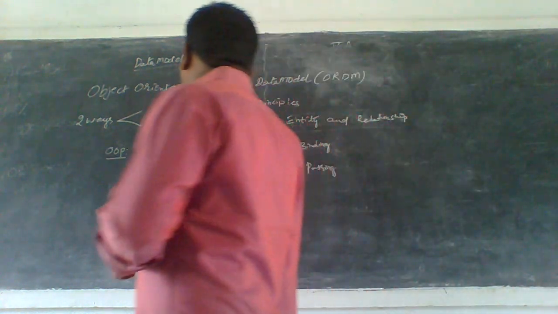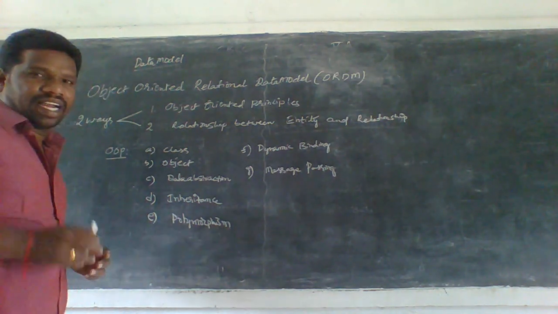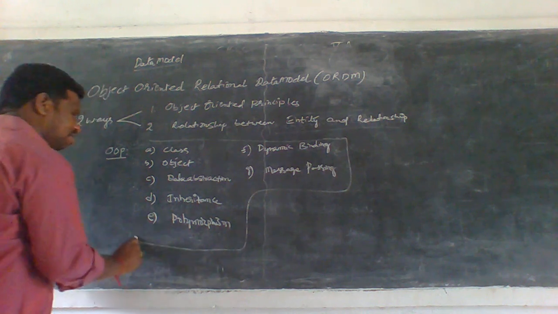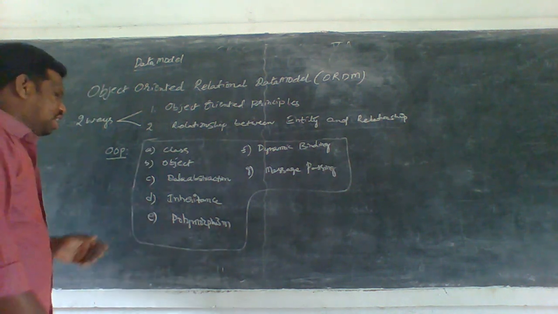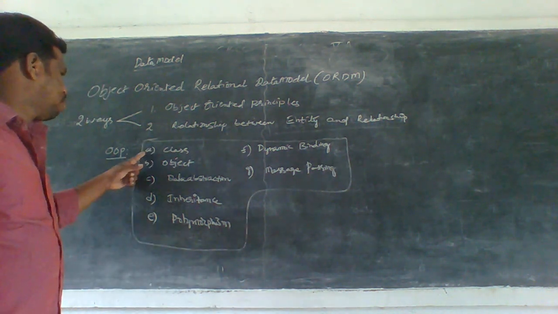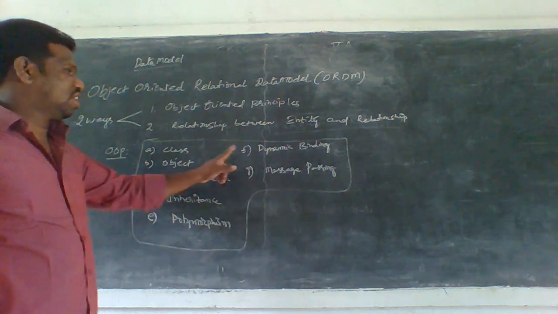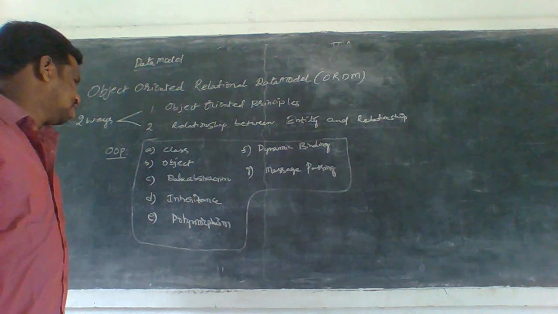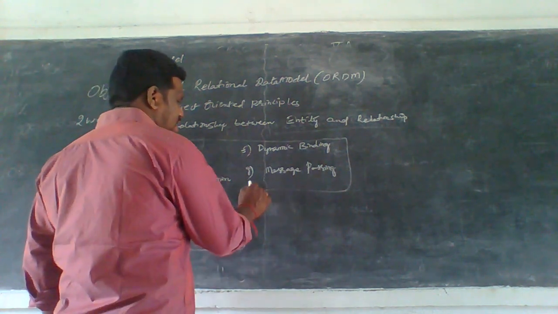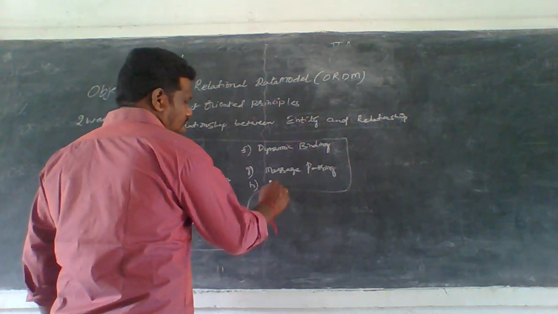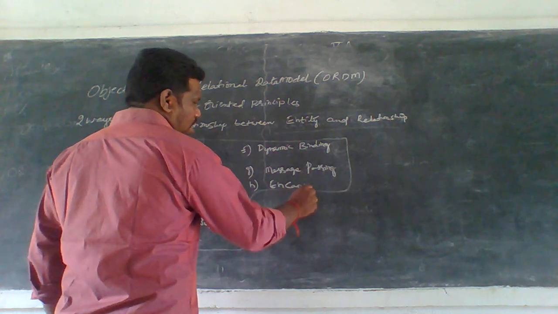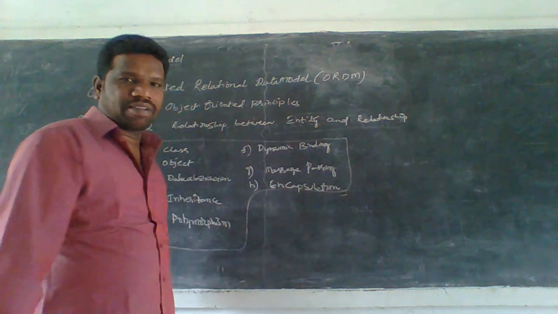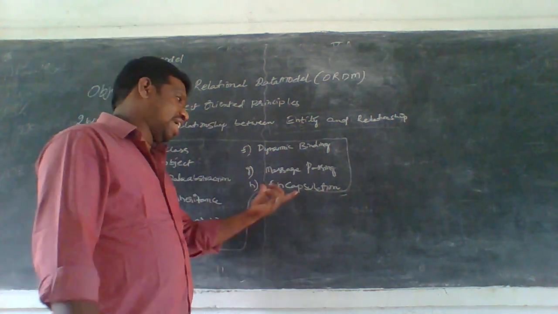So if any language satisfies all 8 types, 1, 2, 3, 4, 5, 6, 7. Sorry, something I missed. Data abstraction. Encapsulation. Sorry, I forgot that. Encapsulation means data hiding.